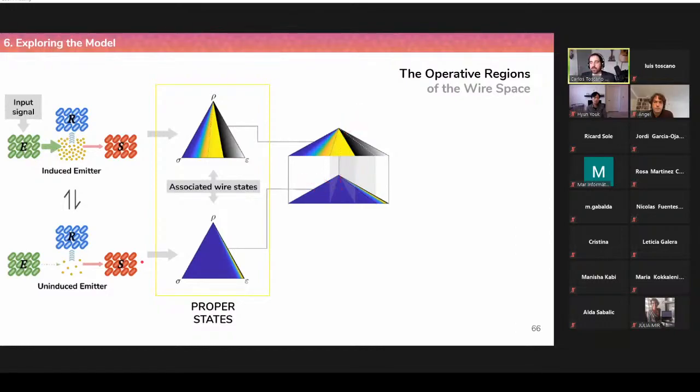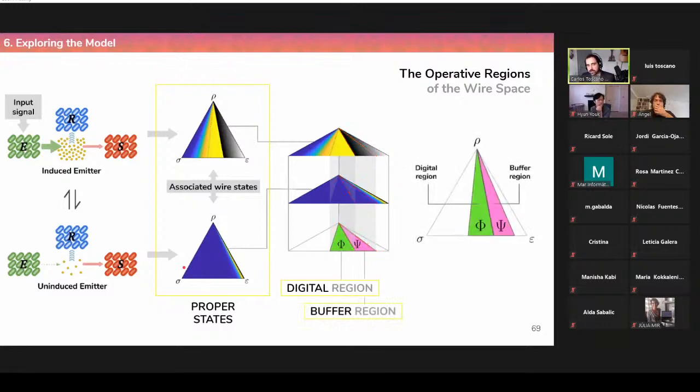all the horizons inside the wire space. So now I'm going to define some new regions. For instance, this first region is the intersection between the induced receptor region when the emitter is induced and the uninduced receptor region when the emitter is uninduced. And this is what I call the digital region. Now, there is another relevant region, which is the intersection between the divergence region when the emitter is induced and the uninduced receptor region when the emitter is uninduced, which I call the buffer region. And these two regions are what I call the operative regions.